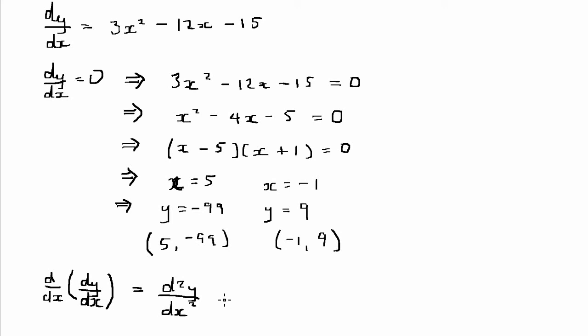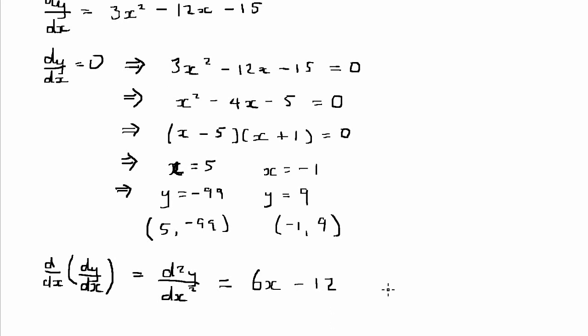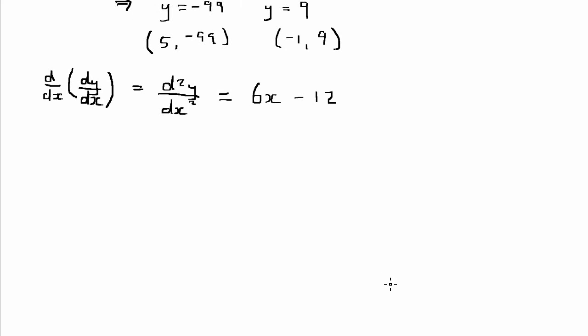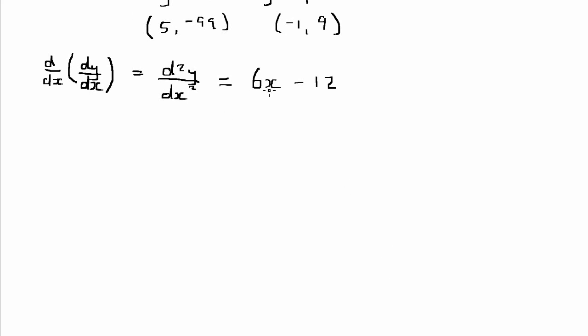So what's that going to be in this case? Well, we've already worked out that dy dx is 3x squared, subtract 12x, subtract 15. So to find this second derivative, we just have to differentiate that. That will give us 6x, subtract 12. Now that we've done this, what good is it to us? Well, what you have to do is put the different x values for the stationary points into this expression, and depending on what we get, we can tell whether the points are maximum or minimum.